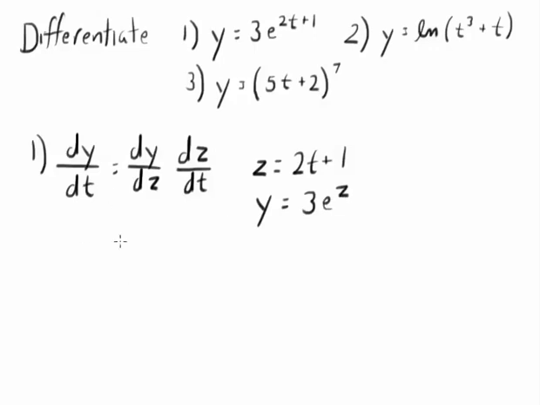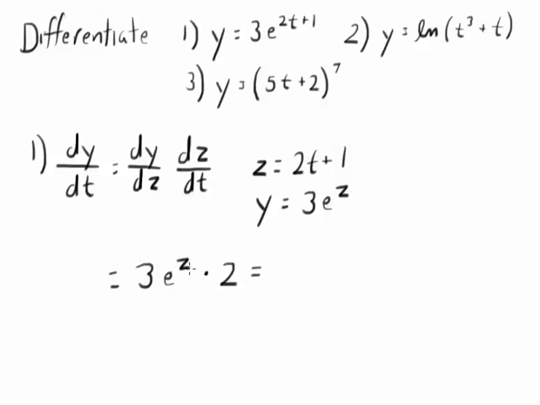So it's time to apply the chain rule. What I'm doing here is dy dz, the derivative of this function. Well, I've got a 3 out front, that's a constant multiple, times e to the z, whose derivative is e to the z. So I have 3e to the z times dz dt. So I have to take the derivative of this. This is a linear function, so its derivative is 2.